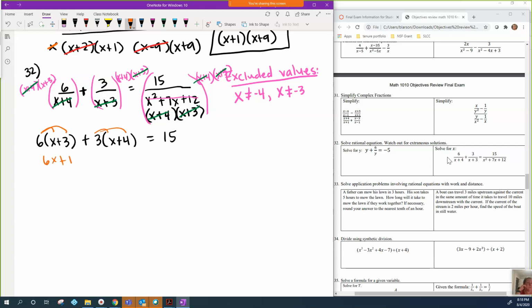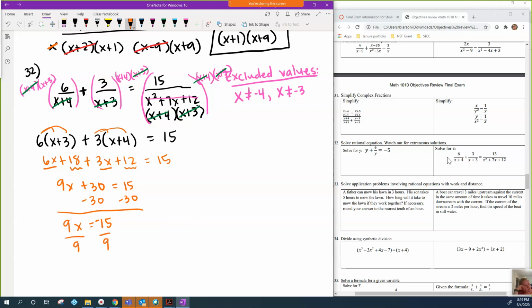All right, so let's go ahead and distribute these. So 6x plus 18 plus 3x plus 12 equals 15. So 9x plus 30, right, put those together, equals 15. Let's subtract the 30 over. So 9x equals negative 15, and then divide by 9. So x equals negative 15 ninths.